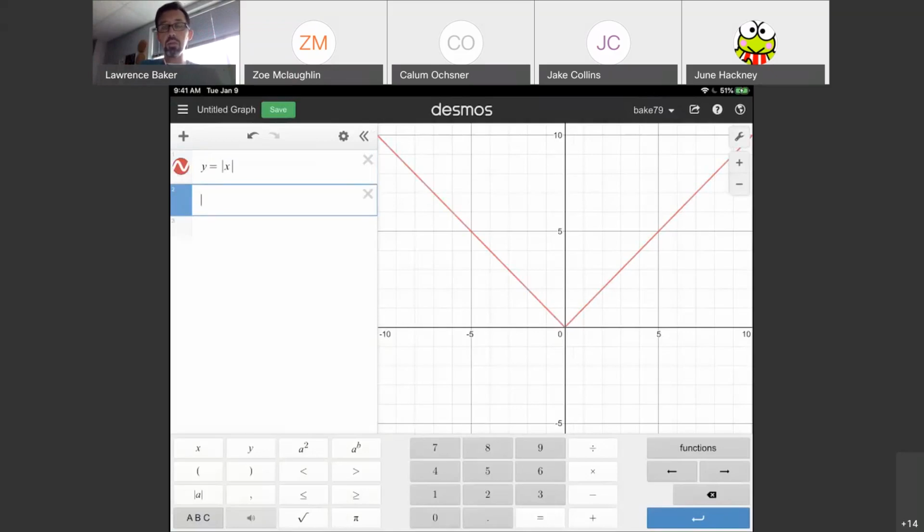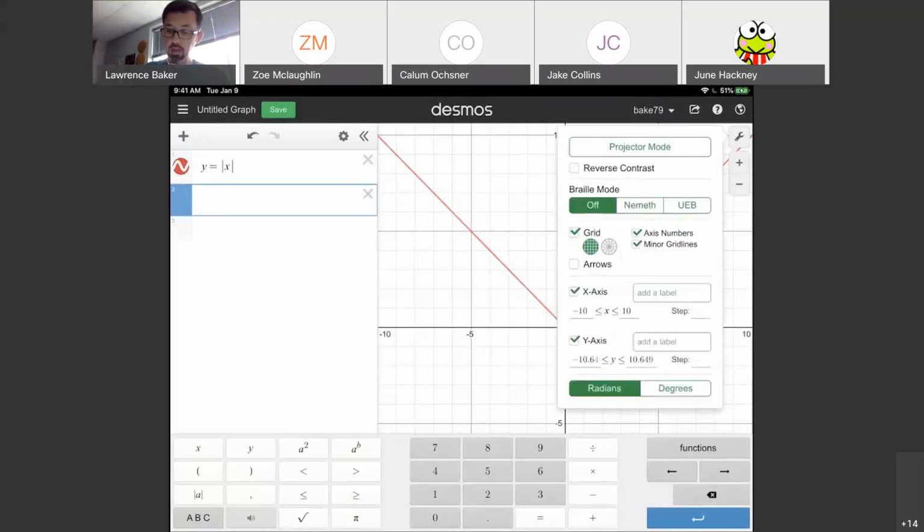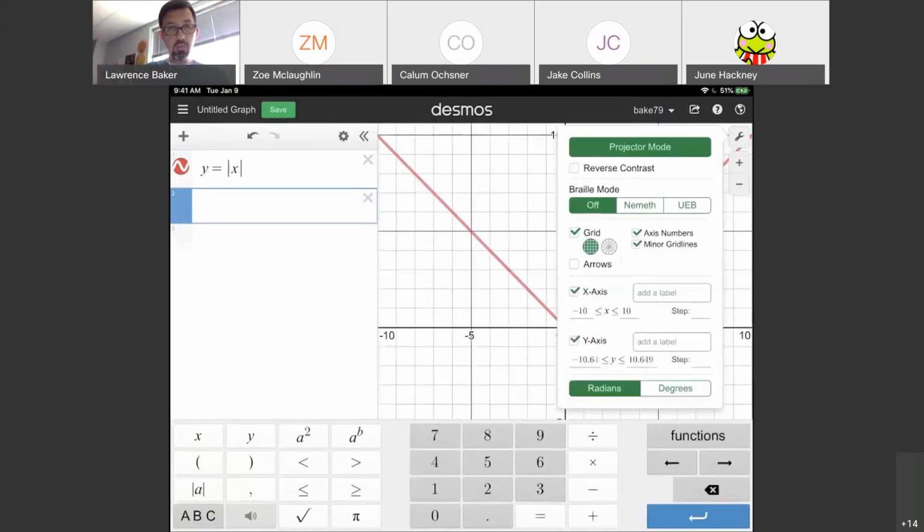Something you may want to do is over here on the top right, there's a little wrench. So there are some options in there. I like to turn mine on projector mode because it just makes everything a little bit bolder. So it's just something you can do.